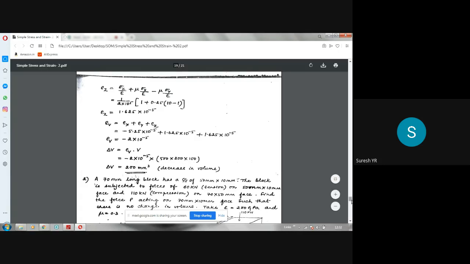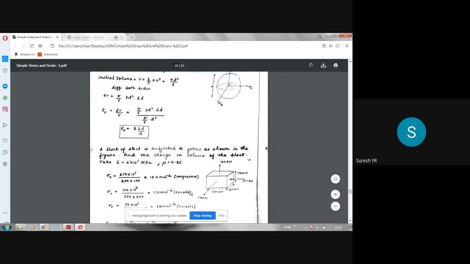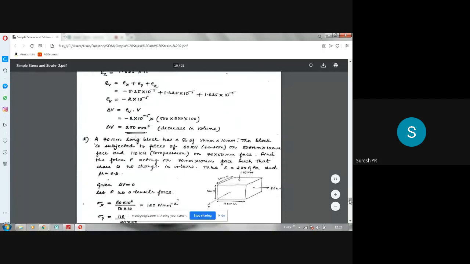Now we know that volumetric strain is equal to change in volume divided by initial volume, or change in volume is equal to volumetric strain multiplied by initial volume. So this is the volumetric strain, minus 2 into 10 power minus 5. Initial volume is length into breadth into height. So 500 is the length, 200 is the breadth, 100 mm is the height. That is the initial volume. When you multiply these two, you will get the delta V value as 200 millimeter cube. So the negative sign indicates that there is a decrease in volume.